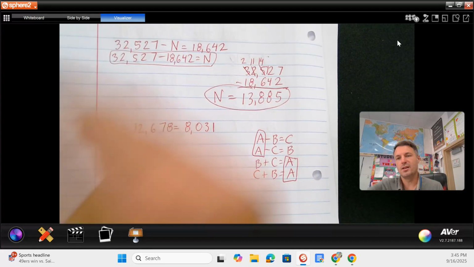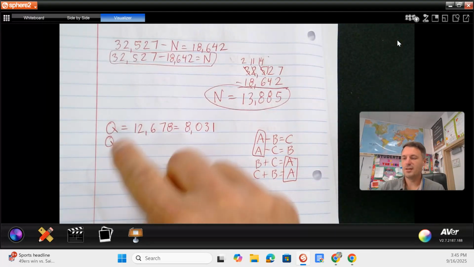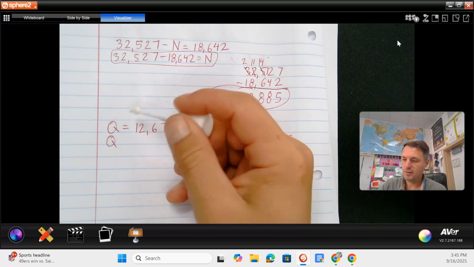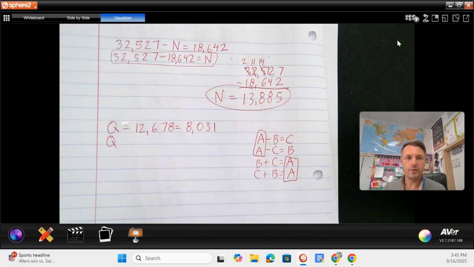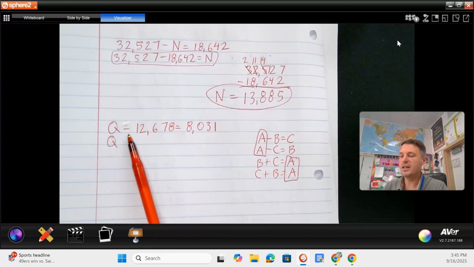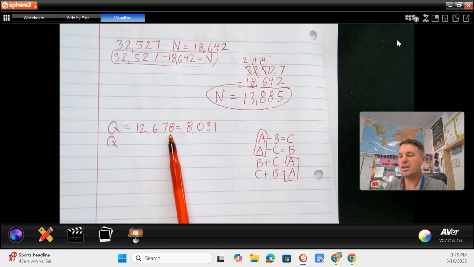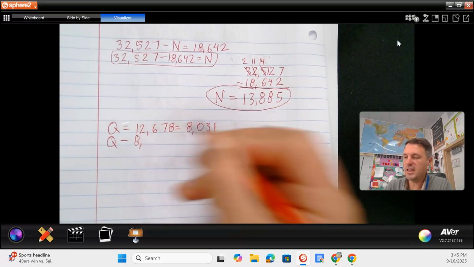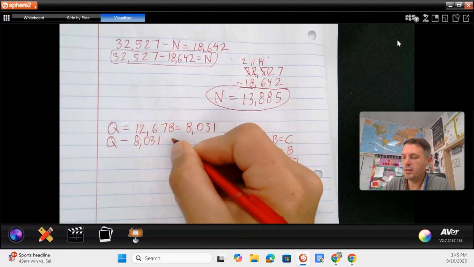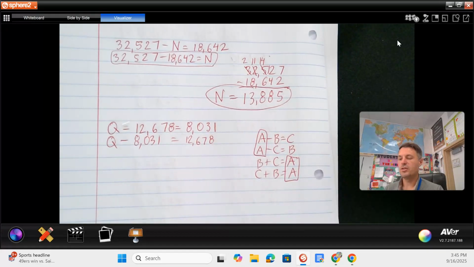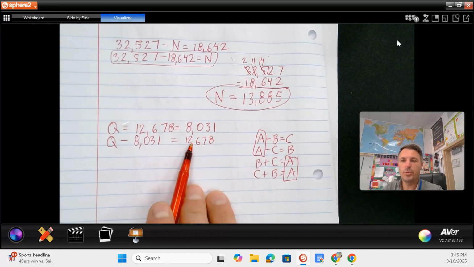I wrote an equal sign there instead of a subtraction sign. Let's get rid of that top part of it so it's actually subtraction. So it's Q minus 12,678 equals 8,031. The Q stays in the same spot. These two numbers flip-flop. 8,031 equals 12,678. The Q didn't even move, so that didn't help us.